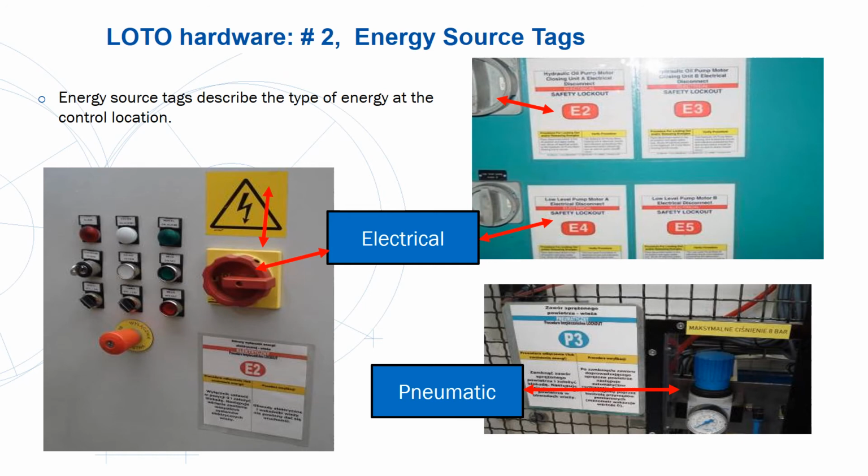Lockout tagout hardware. Number 2, energy source tags. Energy source tags describe the type of energy at the control location. Below are 2 examples, one for electrical and the other for pneumatic.